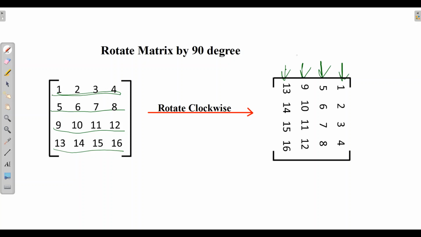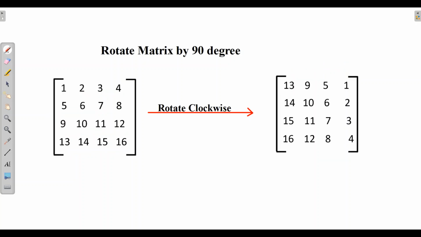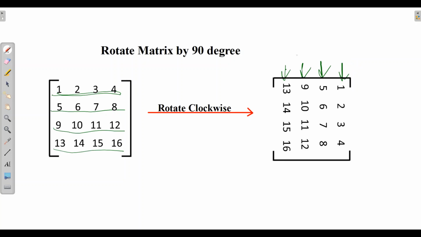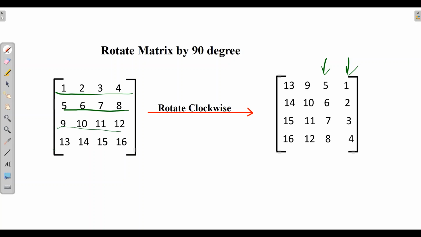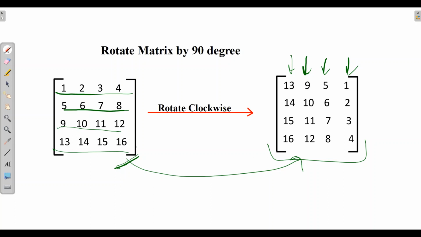And when we straighten up the numbers, we will get 1 2 3 4 at the right side, 5 6 7 8 at the second right, as the whole matrix has fallen towards the right. Likewise, we will get the third and fourth also. So in this question, we have to know how to derive this matrix from our original matrix.